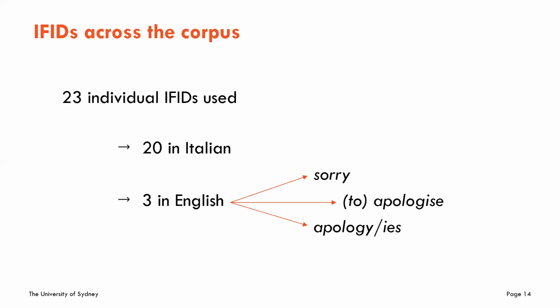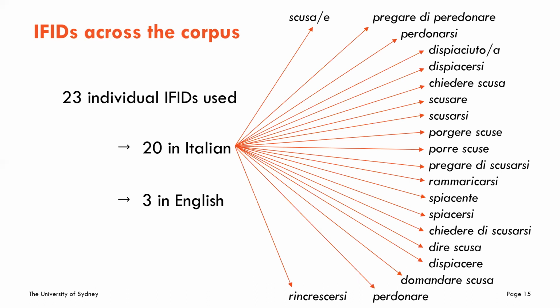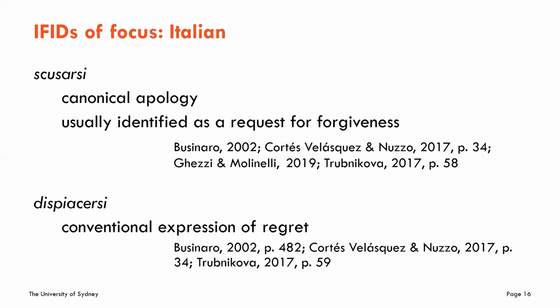So when we look at what these IFIDs actually were in the English and Italian corpuses, the 3 in English were sorry, apologize, and apologies. And then there were many more in that Italian group. So we're not going to go through all of them in detail, and indeed some of them were only used a couple of times. But there are 2 principal IFIDs that I really want to focus on here in Italian. The first of these is scusarsi. It's the canonical prototypical apology in Italian, which has been proven through previous literature to be the main apology phrase, the main IFID in Italian.